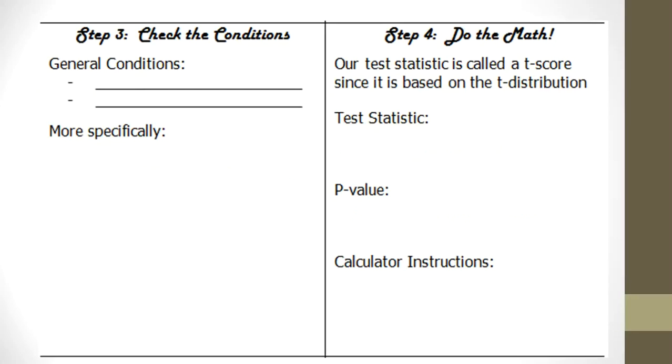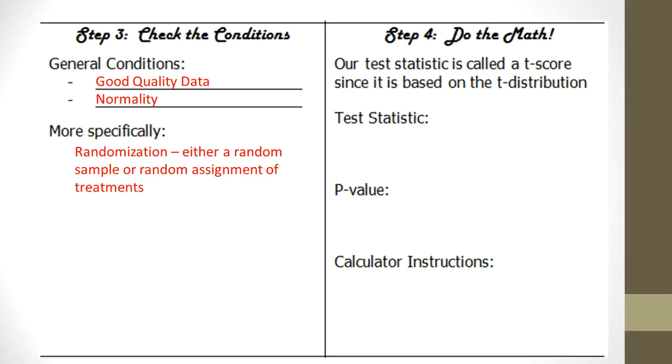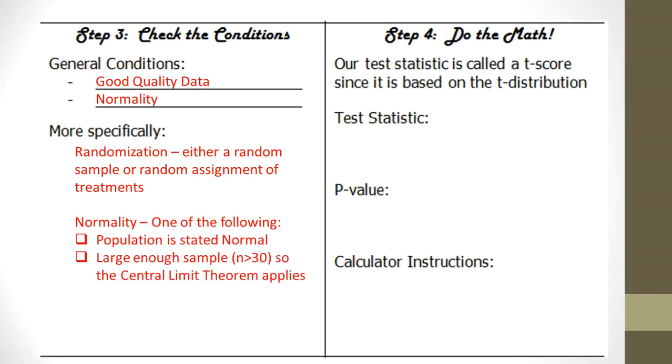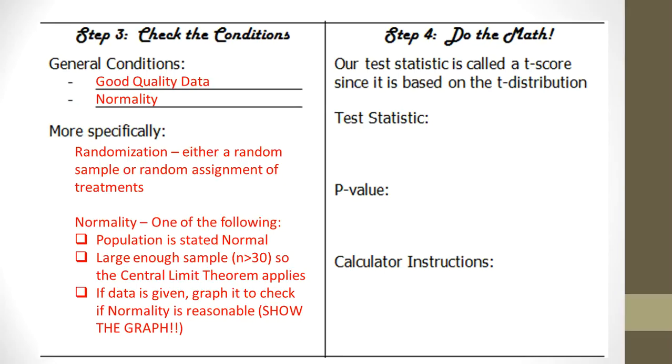Step 3 are our conditions. Our conditions pretty much stay the same. We need good quality data and we need normality. For good quality data, we need that randomization, either a random sample or a random assignment of treatments. For normality, remember with quantitative data, we need to check for one of the following. Either it's stated as normal, we have a large enough sample, n greater than 30, so that the central limit theorem applies, or when we actually have data, we need to graph it to see if normality is reasonable. Please remember to show your graph.